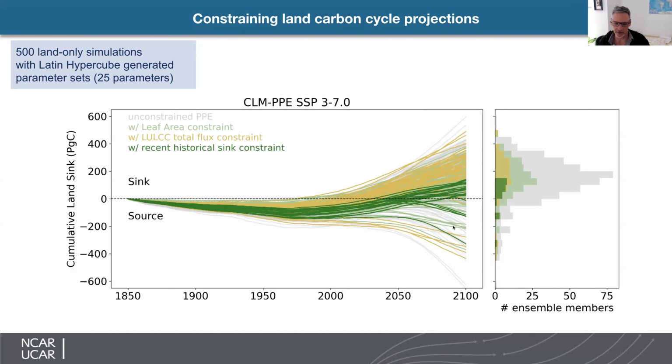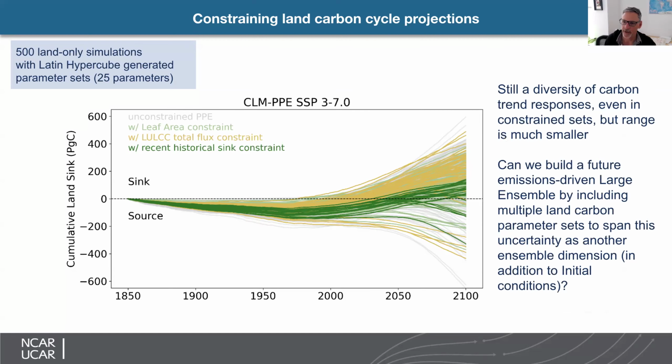And so this was done in a really simple way. We didn't do this in a systematic, comprehensive way, but it does indicate that we may be able to constrain our projections with this method. And my last point here is that there's still a diversity of carbon trend responses, but they're more constrained. In an Earth system modeling context, we might be able to take this range of different parameter sets and build a set of Earth system models that we could then run in an ensemble framework, an emissions-driven simulations framework, to understand the consequences of this uncertainty in the land carbon sink.